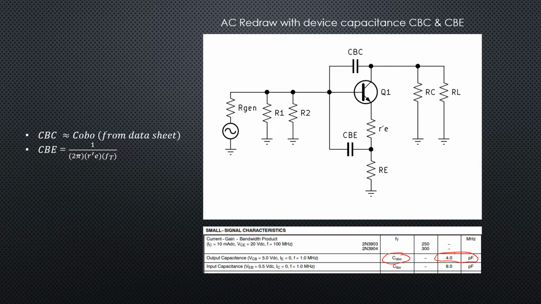And CBE is the capacitance base to emitter, and that is equal to 1 divided by 2 pi times R prime E times FT. And FT can also be found on the data sheet, and for a 3904, FT is approximately 300 megahertz.